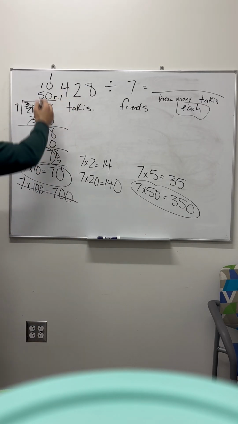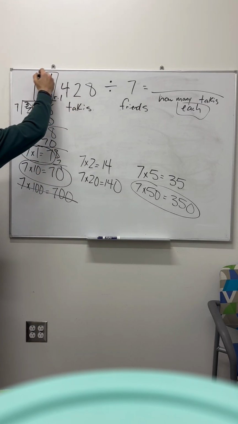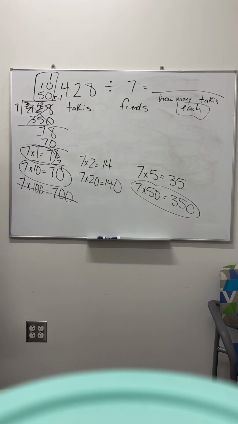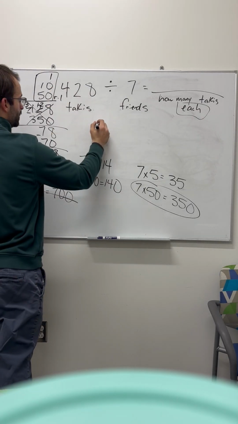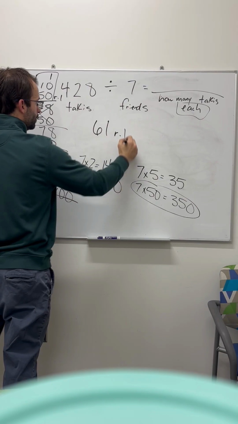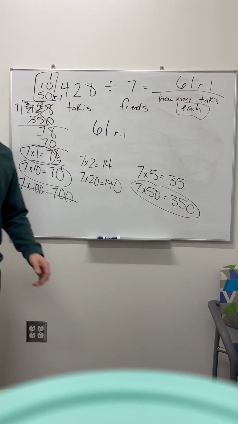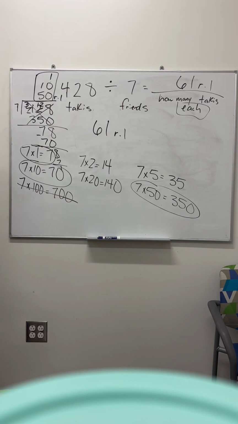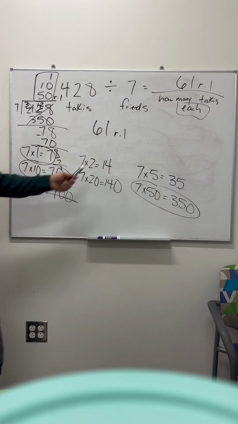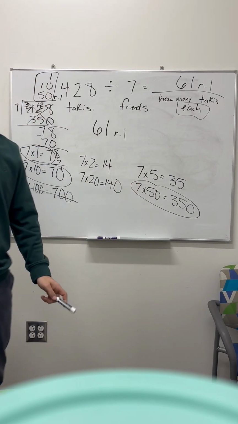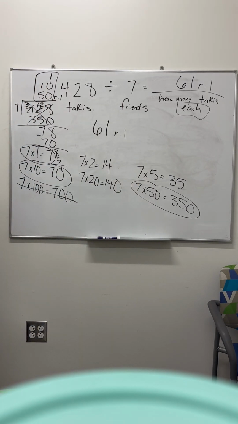And all you now have to do is add up the numbers that you picked. So 50 plus 10 is 60, plus 1 is 61, with 1 left over. So each of your friends would get 61 Takis, and there'd be 1 left over for someone else or for you to eat. Okay, so this strategy is really important because it just uses the powers of 10 and the 1s, the 2s, and the 5s. Okay, helps you pick which one would be correct.